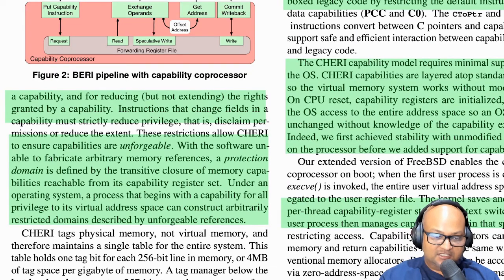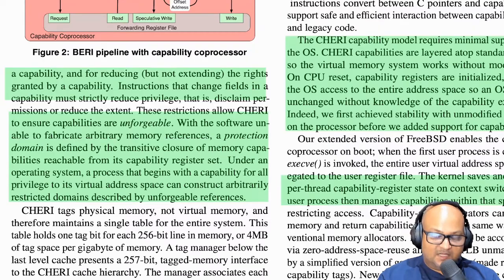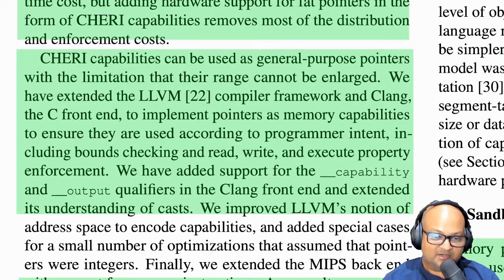This new instruction set also enforces the property that whenever we change fields in a capability, we only reduce privileges and never increase them. And this makes them unforgeable essentially. If you try to relate this to the process model, a process would start off with a capability for its entire virtual space, and then it would be able to make finer grained capabilities for other purposes within its virtual space. So how might one actually use this?